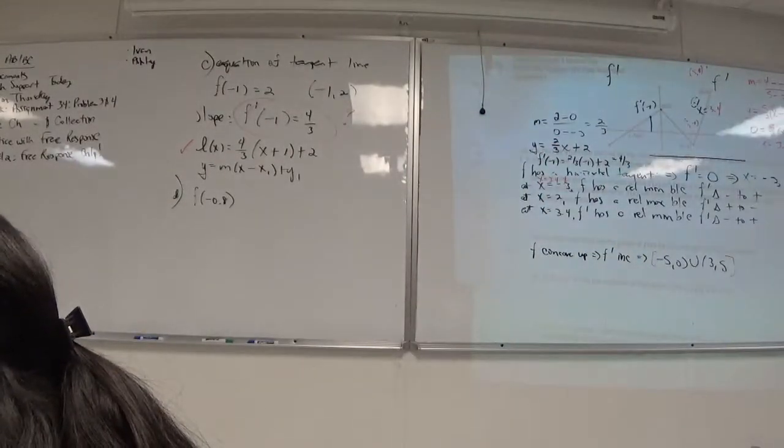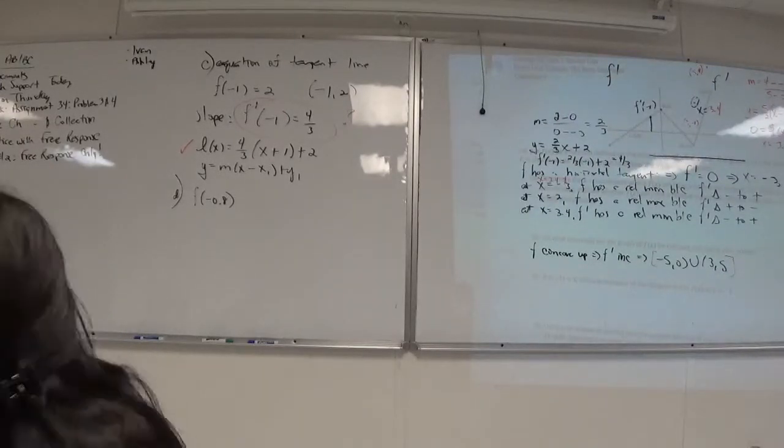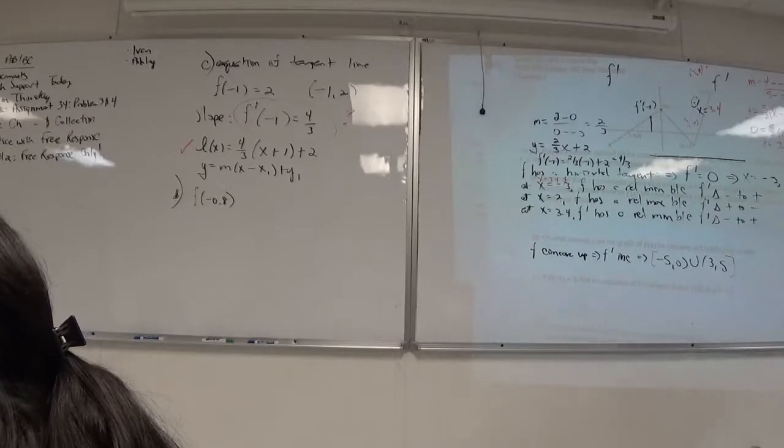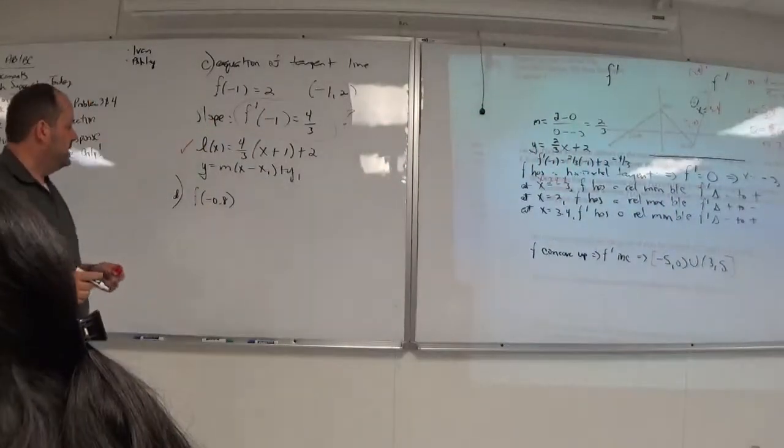So after you get the slope, then you would choose one of these points, and then you would use 2. Then you put 2/3, and since this is 0, you just put it together. Plus 2.